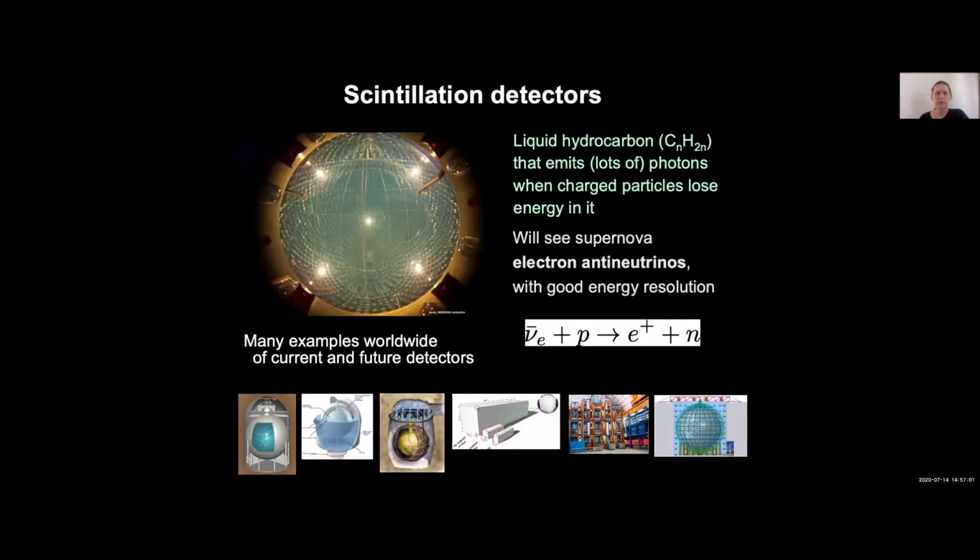I can say a little bit about scintillator detectors. There are several instances of kiloton scale underground scintillator detectors. These are made of hydrocarbon, so carbon and hydrogen.